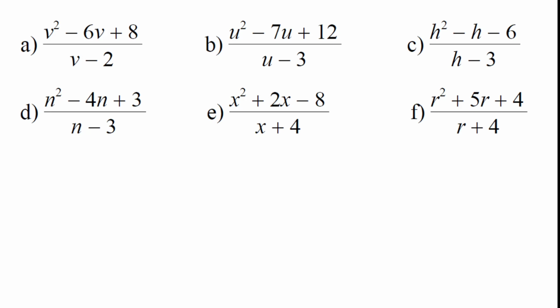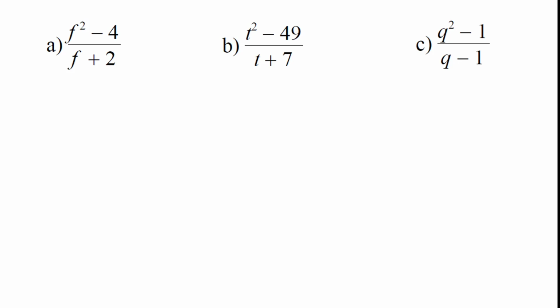Hence, pause the video. You've had fair warning. Here's your answers there. V minus 4 is all that's left because it cancels out the other bracket. So basically the bottom line cancels out one part of the double brackets that we end up with. So that's all of those answers.